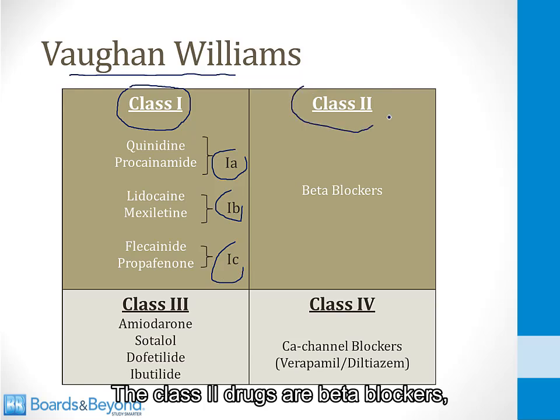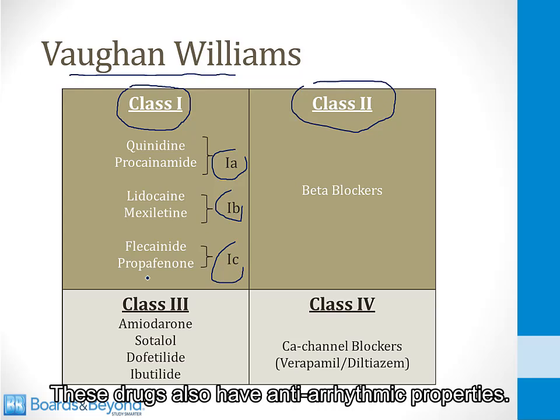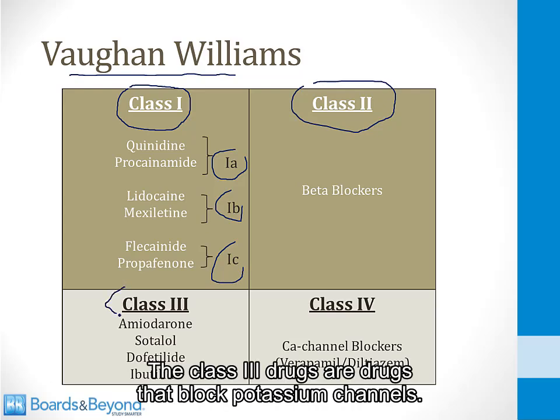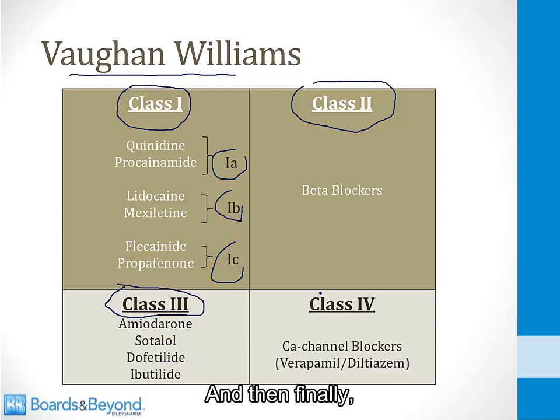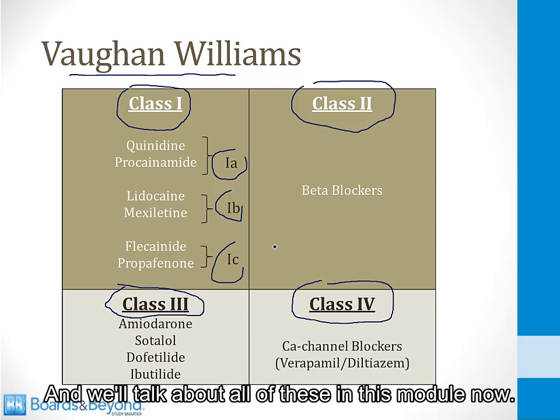The class 2 drugs are beta blockers, which you may be familiar with from the treatment of hypertension. These drugs also have antiarrhythmic properties. The class 3 drugs are drugs that block potassium channels, and finally the class 4 drugs are drugs that block calcium channels. We'll talk about all of these in this module.